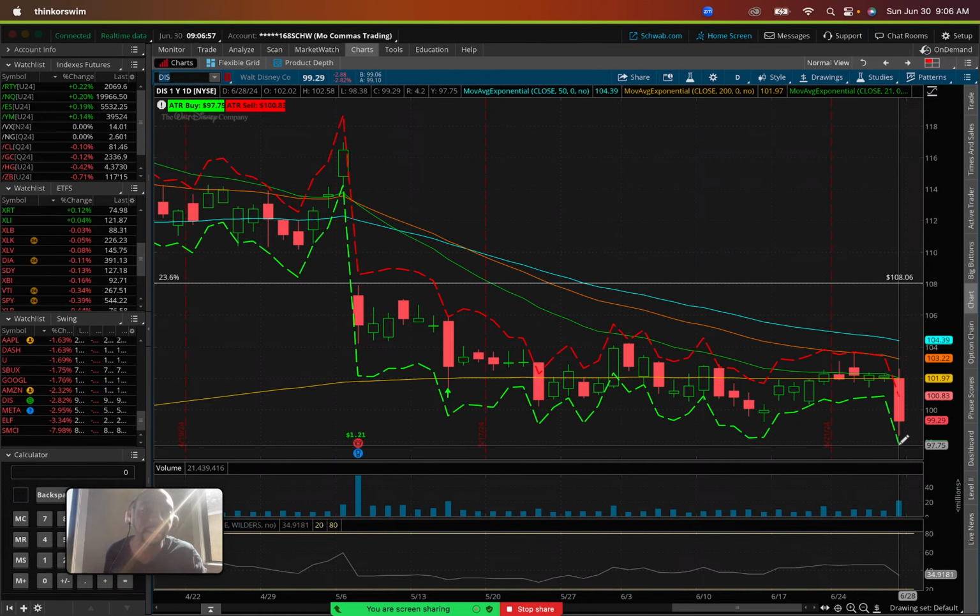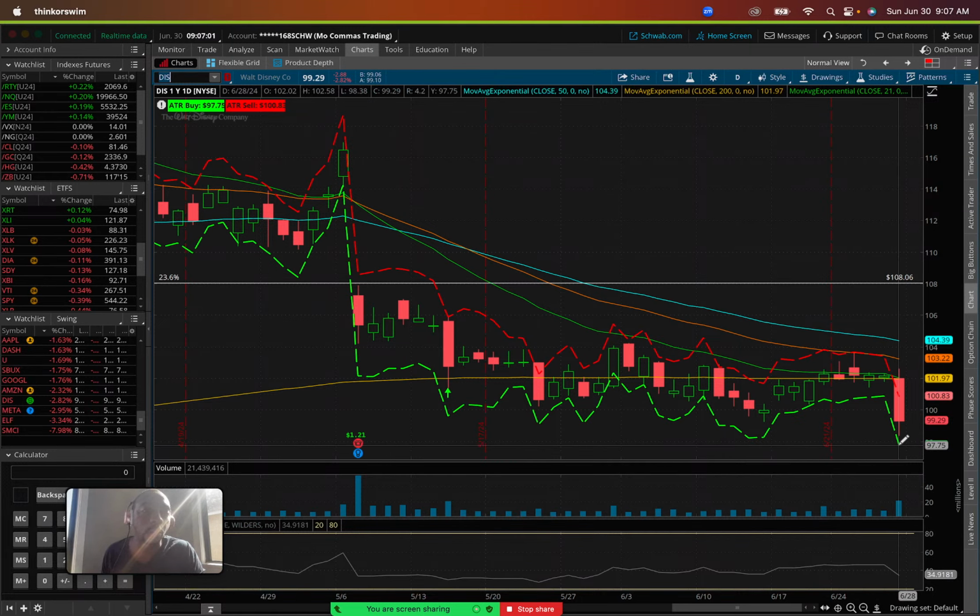I don't like stocks that are making new lows or lower lows. That's a bad sign. I want stocks to be making higher lows and higher highs, not lower lows. So I would rather get out of this trade, get my capital back, and then put it into something that looks a little bit better.